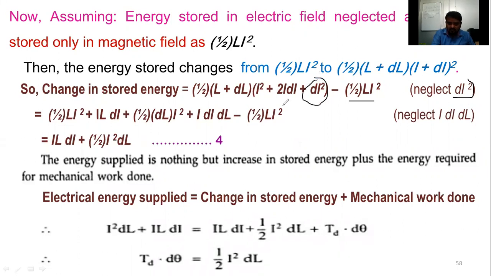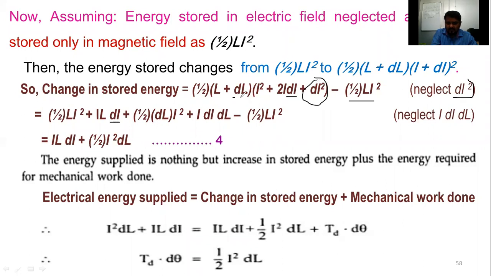Start to multiply this one now. 1 by 2 L and this into I is nothing but L I square. 1 by 2 you keep outside, so L I square we write here. Next, 1 by 2 L and 2I dI. 1 by 2 into 2 gets cancelled. L into I we can write as I L, and the term dI I will write as it is. So this dI square term we have neglected here now.